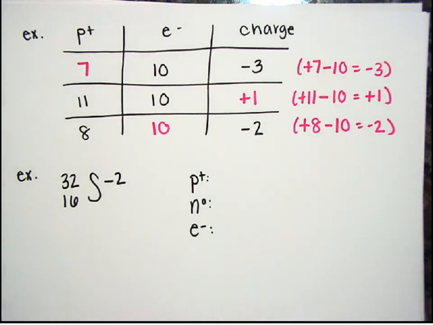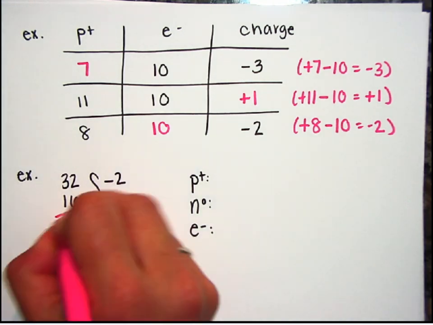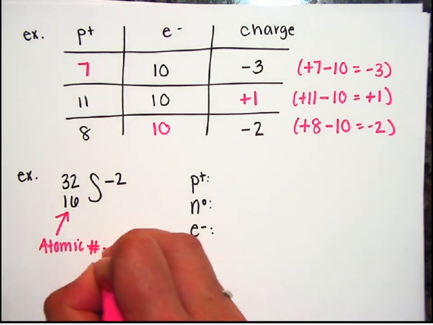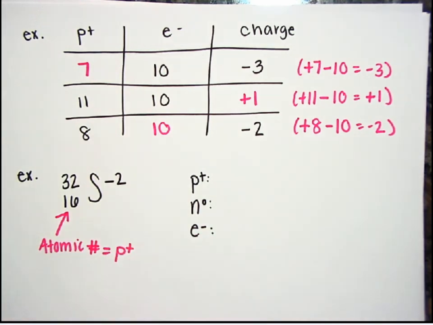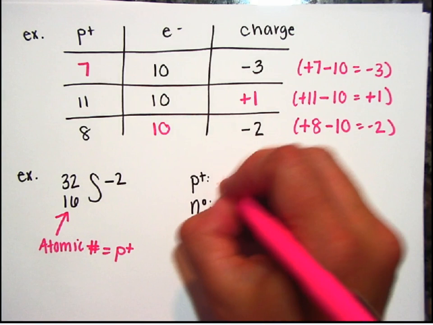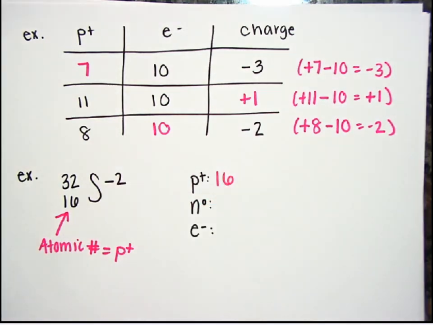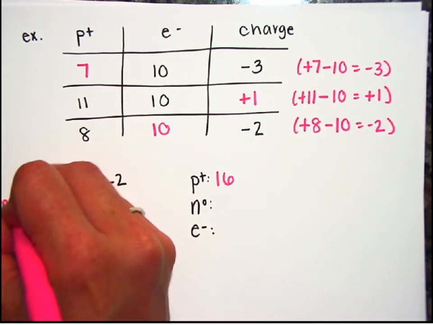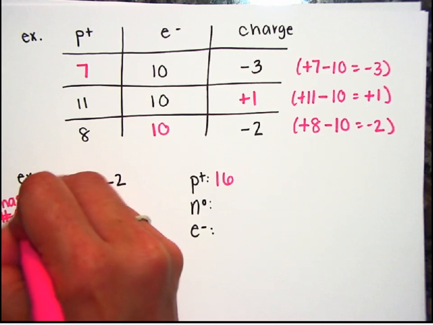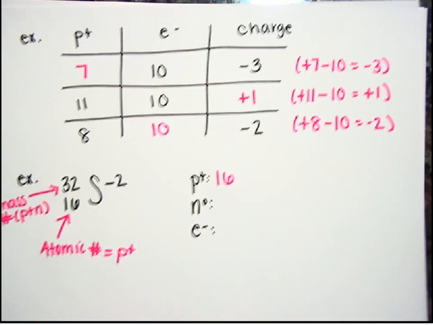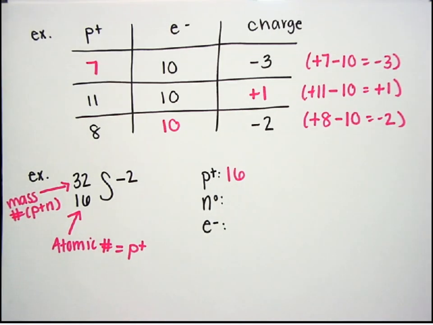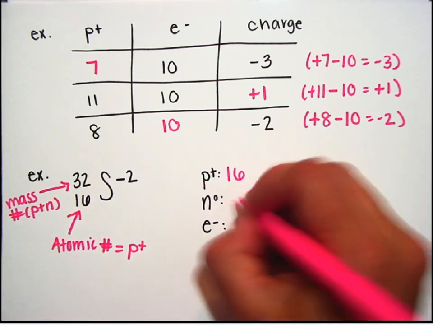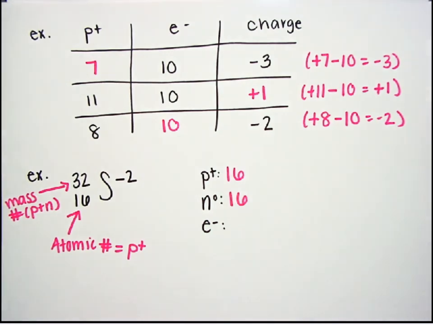All right, so let's go through all this again. The bottom number is the atomic number. The atomic number is equal to the number of protons. The atomic number is 16, so there are 16 protons. The top left number is the mass number. Mass number is protons plus neutrons. So if I take my mass number of 32 and I subtract out 16 protons, I would get 16 neutrons.